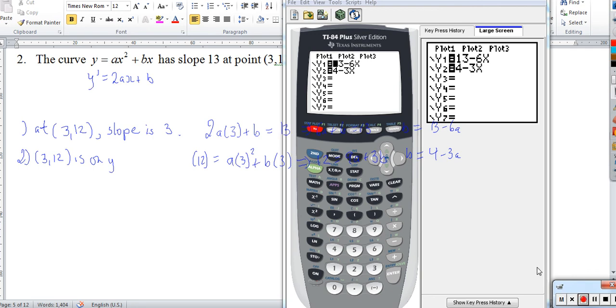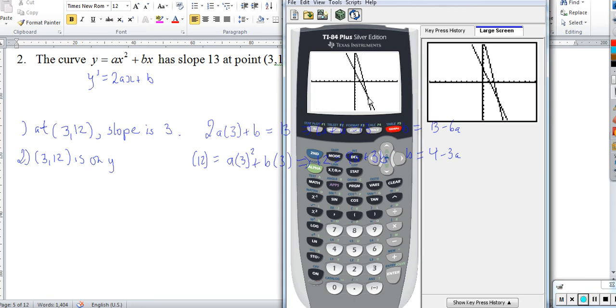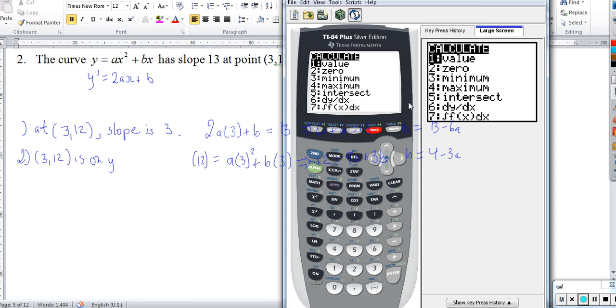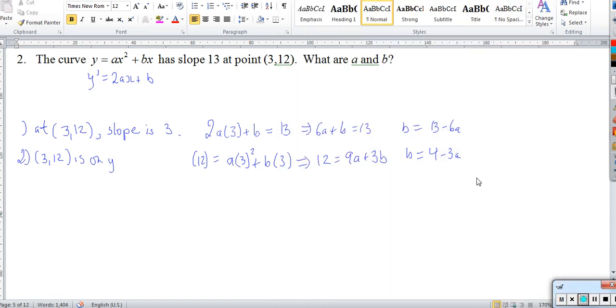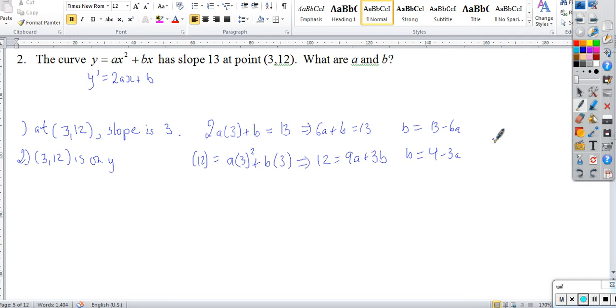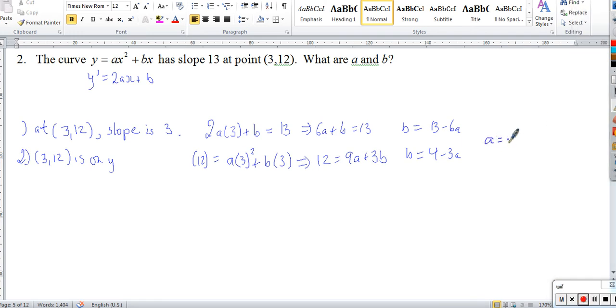So you have a pair of simultaneous equations which I have typed in here. I can graph them to see where they intersect, and second calc intersect will give me the solution to the simultaneous equation. Please do that yourselves to show that the value of a is 3 and the value of b is -5. Basically solved my question now.